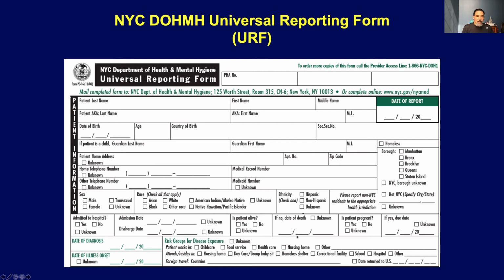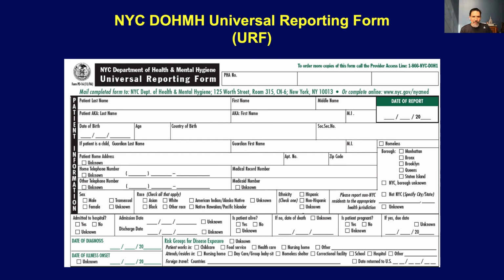So I mentioned the form, and I mentioned that this is the way that a lot of health departments require providers to report information, and it's ideal if that form is a single form that has multiple different notifiable conditions on it. So that's exactly what the New York City Health Department's universal reporting form is intended to do. I'm going to show you just some screenshots here of what it looks like.